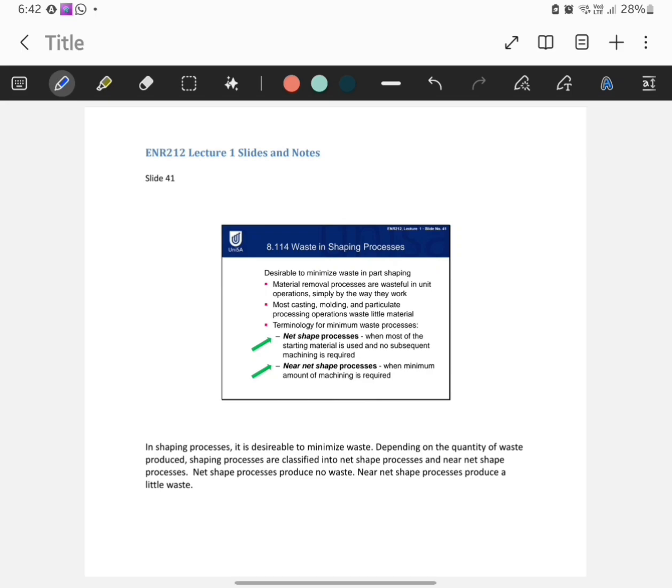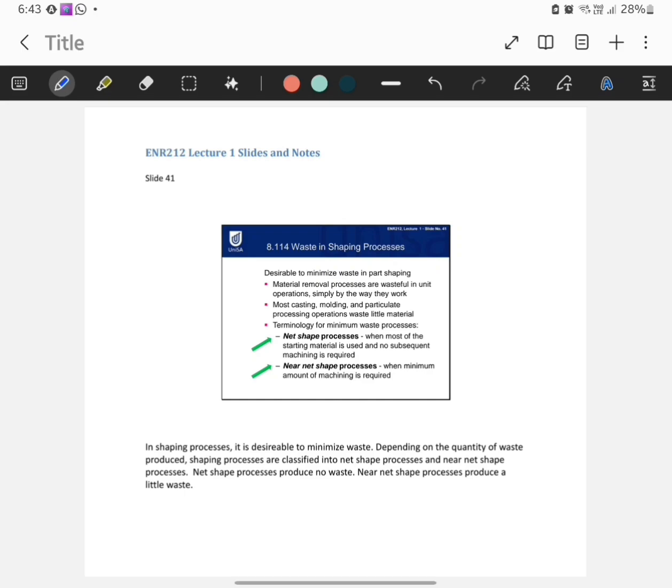Material removal processes tend to be more wasteful, as excess material is discarded to achieve the final shape. This means that the extra material that we have, we should take it and throw it, shape it, drill it, mill it, doing anything to it to get the final shape. With casting, molding, and particulate processing, waste is very little.